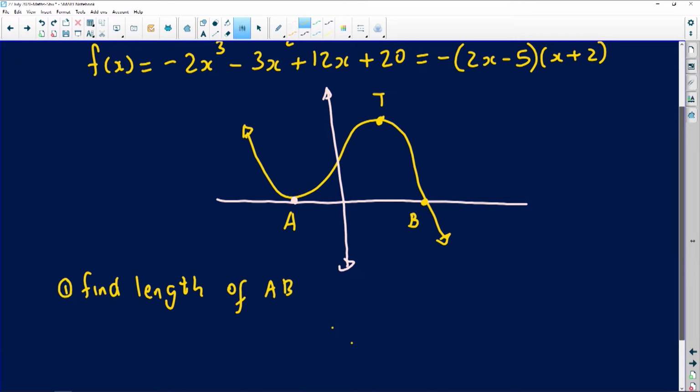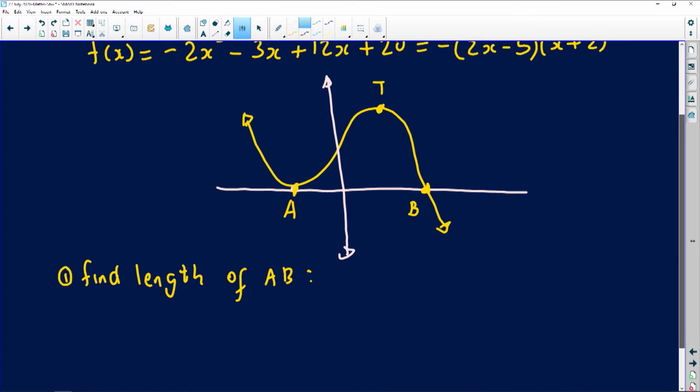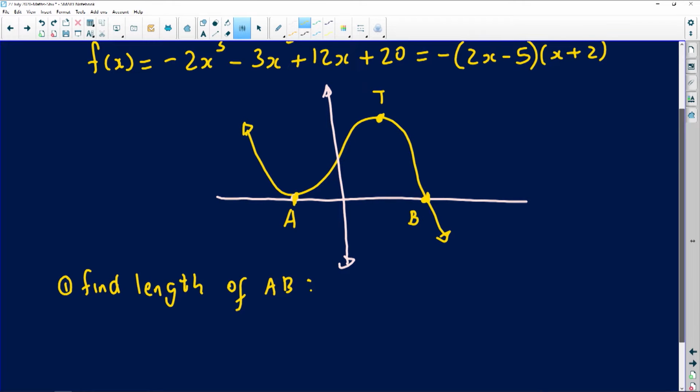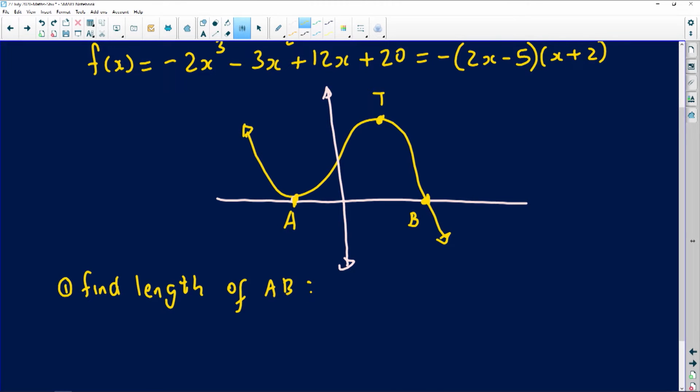Now you should agree with me that for us to be able to find how long A is from B, it's just a matter of knowing what the x coordinates of both A and B are. What is x here at A and what is x here at B? So this question about the length of AB is basically just asking you to find the x-intercept of your cubic graph. And you guys should know that if you're looking for the x-intercept, we're simply going to let y be equal to 0.